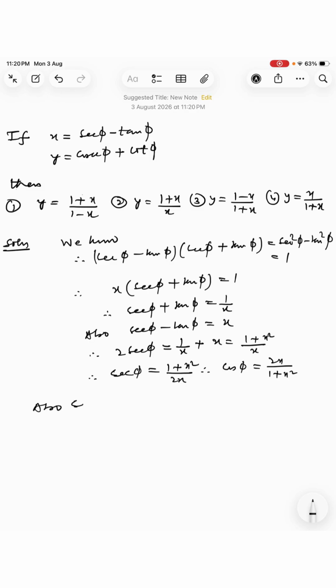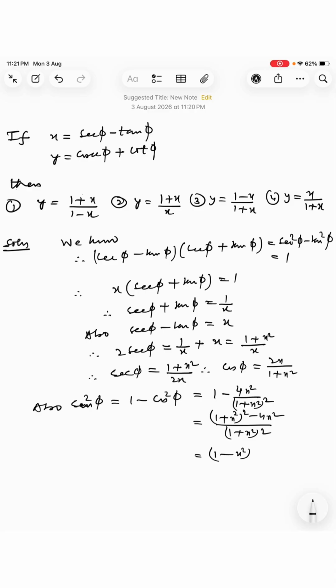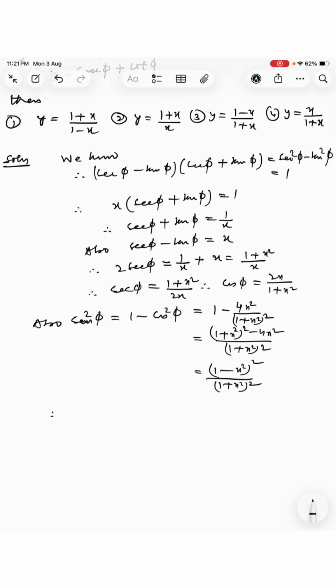Also, sin square phi is equal to 1 minus cos square phi. This is 1 minus 4x square by 1 plus x square whole square. So therefore, this is 1 plus x square whole square. Numerator will be 1 plus x square whole square minus 4x square. This will be 1 minus x square whole square by 1 plus x square whole square. Therefore, sin phi will be equal to 1 minus x square by 1 plus x square.